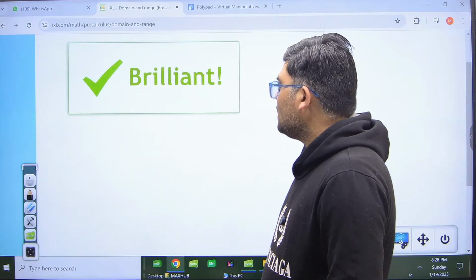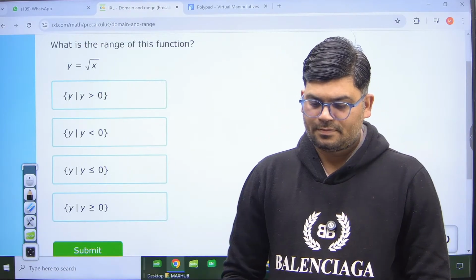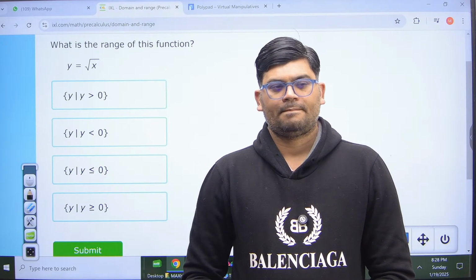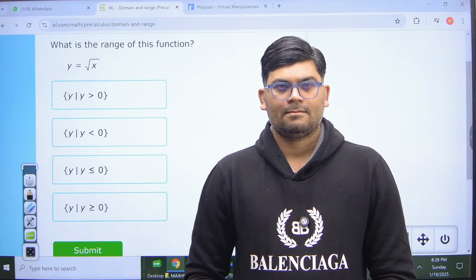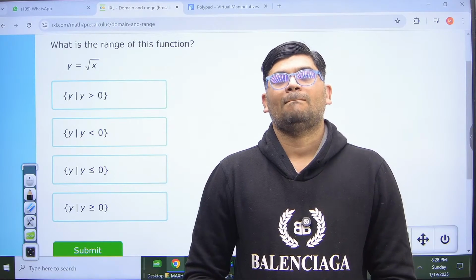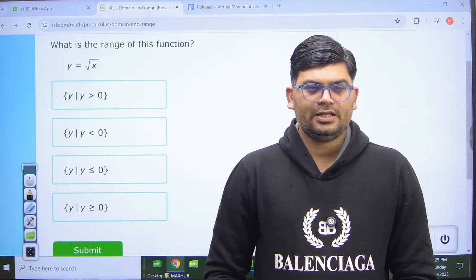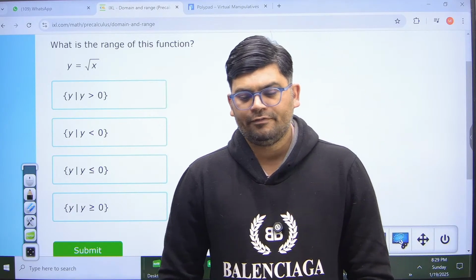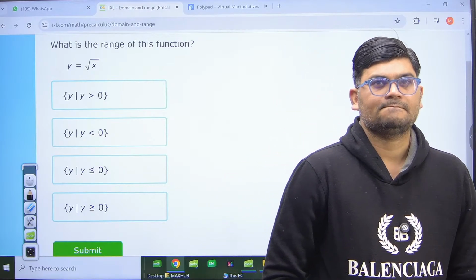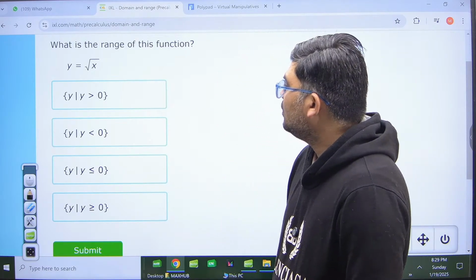Good. Next question, beta. What is the range of this function? X is greater than... y has to be greater than 0 in this. Oh, okay, range. You are saying anything that comes out will always be positive. It has to be greater than or equal to 0.